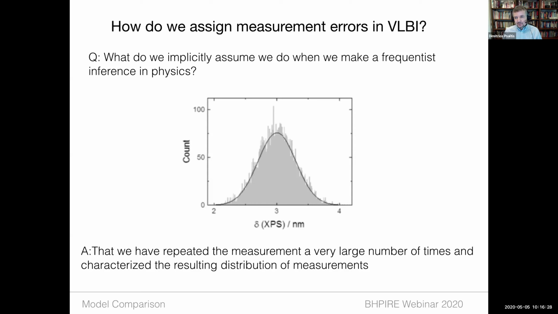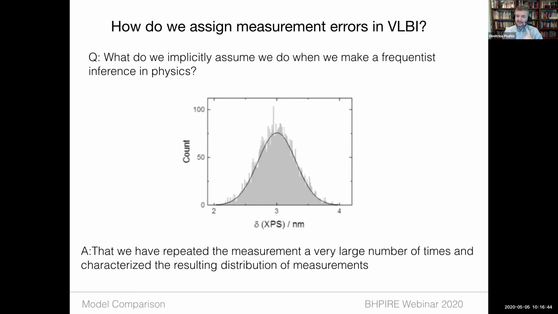However, this is not what we actually do when we make a measurement. When we make a measurement at any particular spatial frequency, at any particular time with the Event Horizon Telescope, we make a single measurement. We don't go back and repeat it in an independent way.